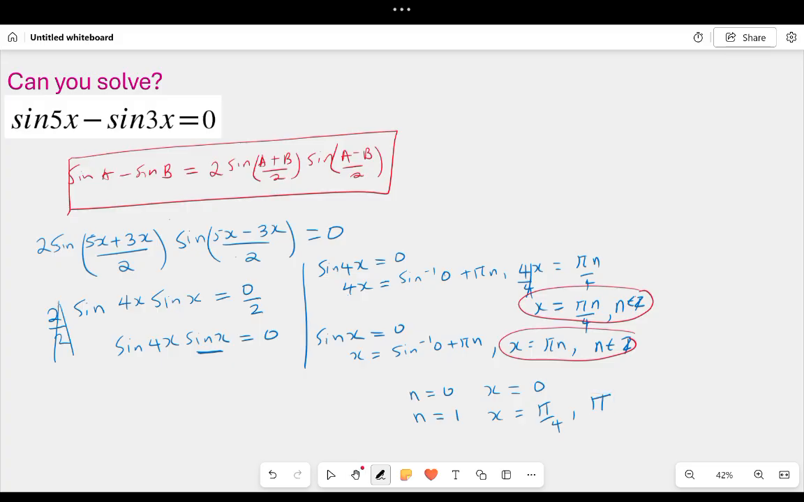We can actually come up with as many angles as possible. We can even say, what if n is equal to -1? If n is -1, therefore x will be equal to negative pi over 4 and negative pi. Okay?